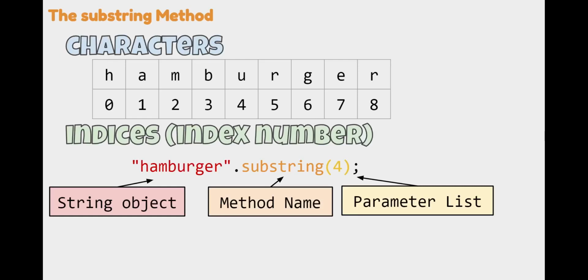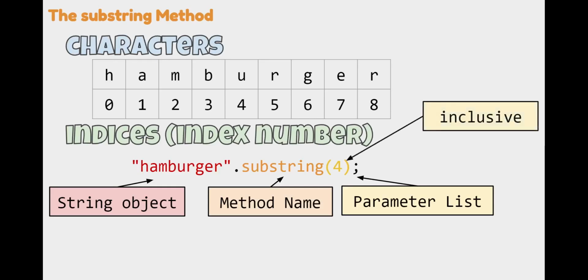Going back to our first example of hamburger, if we have that string literal hamburger and we call substring and we pass in the actual parameter of 4, this is telling us where we want to begin, and that 4 is inclusive. That means we are going to start taking a substring at that 4. We don't have a second parameter telling it where to end, which means it will take characters all the way to the end of the string. This will evaluate to erger.